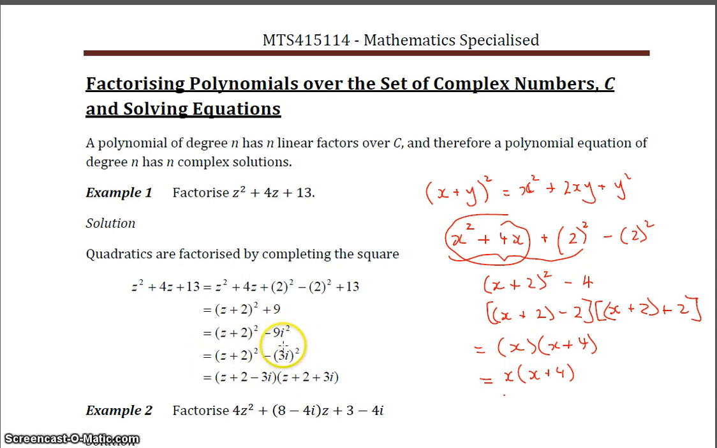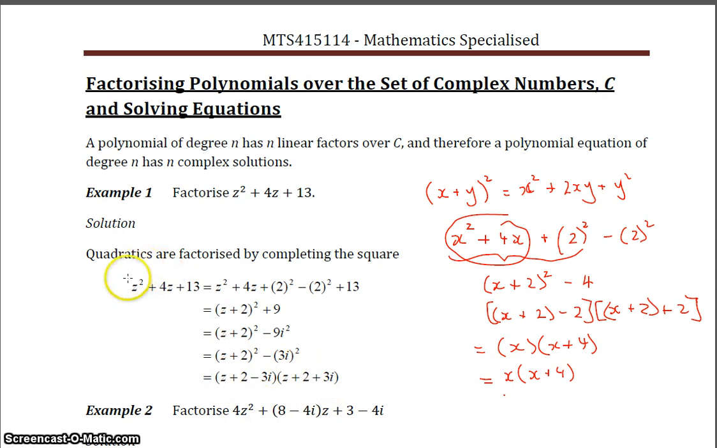Now we have a difference of 2 squares, which we can factorise to z plus 2 from our first square, minus 3i from our second square. Okay, and then (z + 2 + 3i), just like we did with this one, (z + 2 - 3i). Okay, so I hope that's clear. And this is it fully factorised.